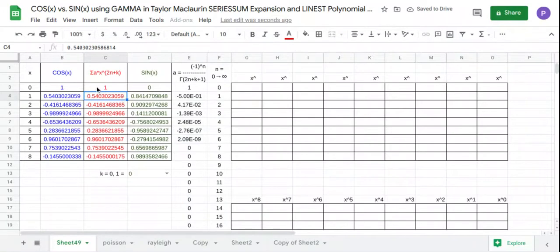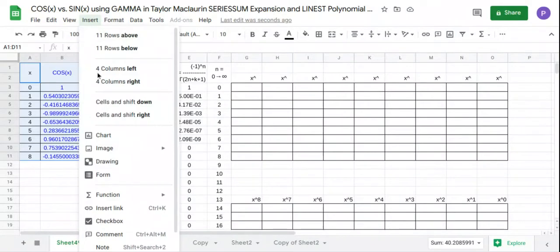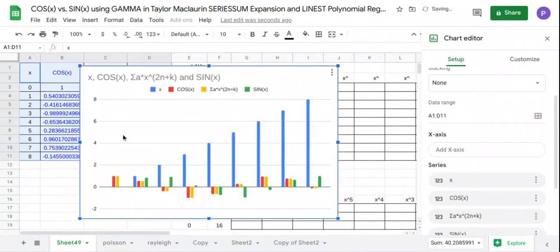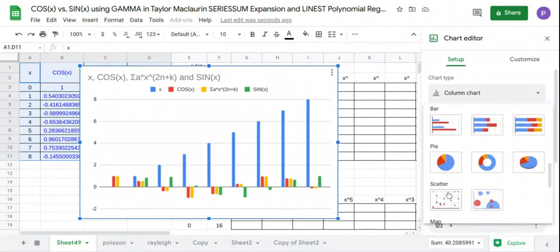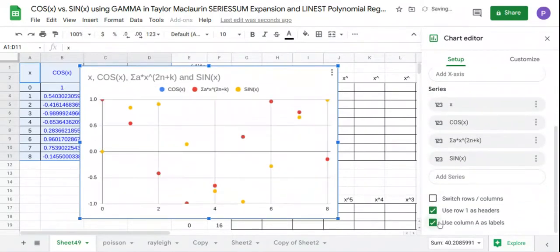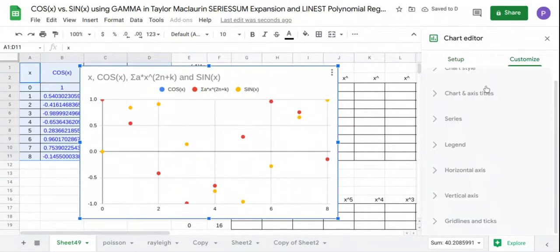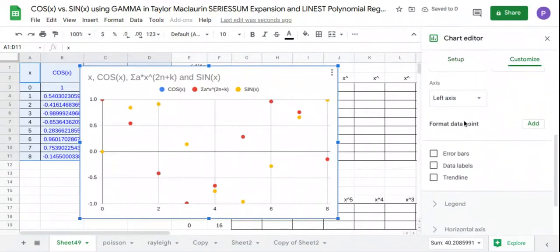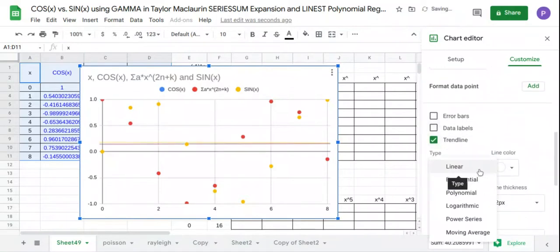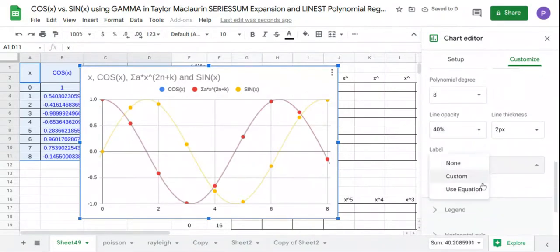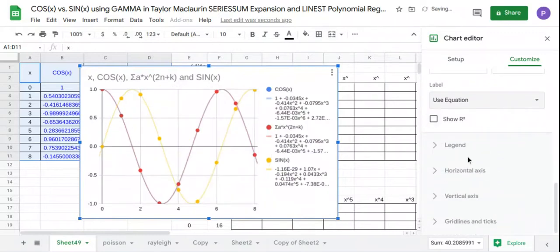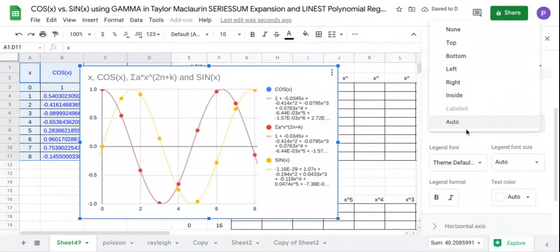And we chart this. So insert chart. And we'll use scatter chart. Use column A as label, column 1 as header. For the series, use trend line polynomial to the 8th degree, and the label, use the equation. For the legend, position at the bottom.